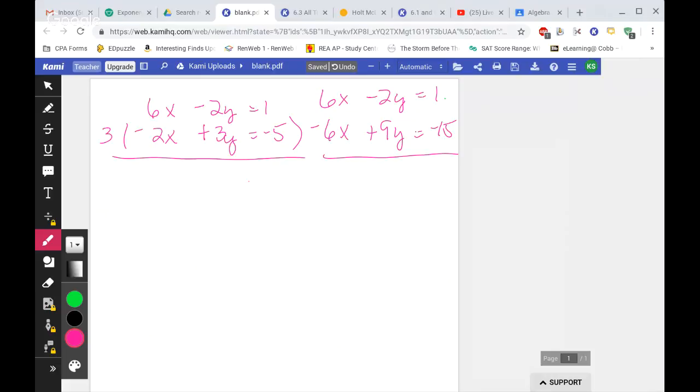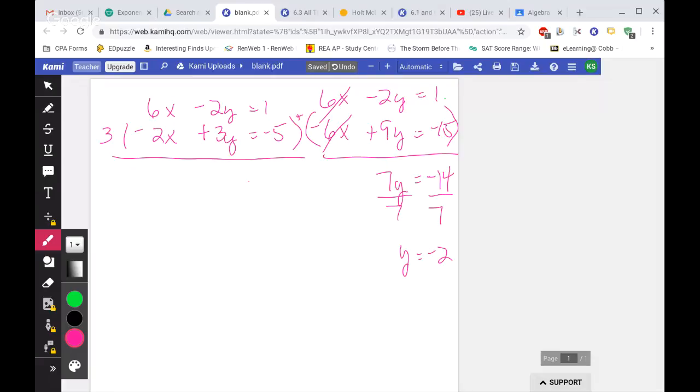So now I've got it to where my coefficients are matching. My 6 and my 6 are now matching. My x terms are matching. And I'll look at the preceding sign, and they're opposite. So that means I'm going to add the 2 equations. So I have a 6x and a negative 6x. That eliminates those. Negative 2 and a positive 9 is going to give me a 7y. And 1 combined with a negative 15 is going to be a negative 14. Divide both sides by 7, and y equals negative 2.